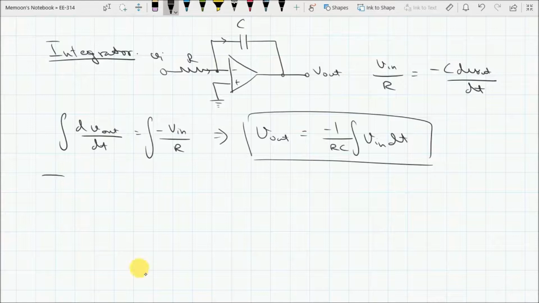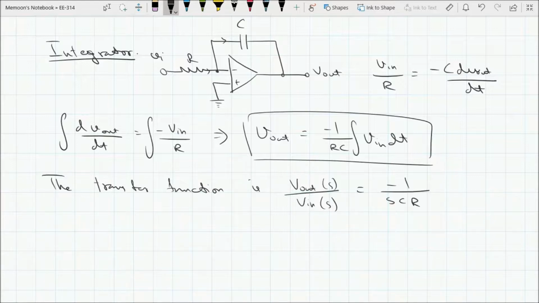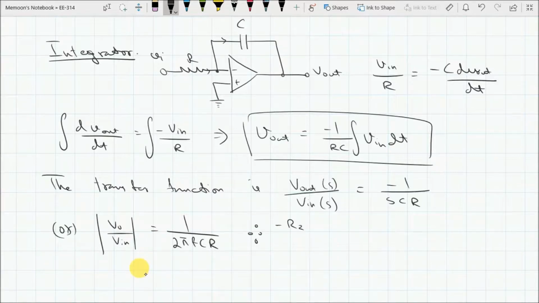and the transfer function of this integrator is V out in the S domain over V in in the S domain, which is equal to negative 1 over SCR. If we just take V out over V in, the magnitude is equal to 1 over 2 pi FCR, and you can see that it is similar to negative R2 over R1 or negative Z2 over Z1.